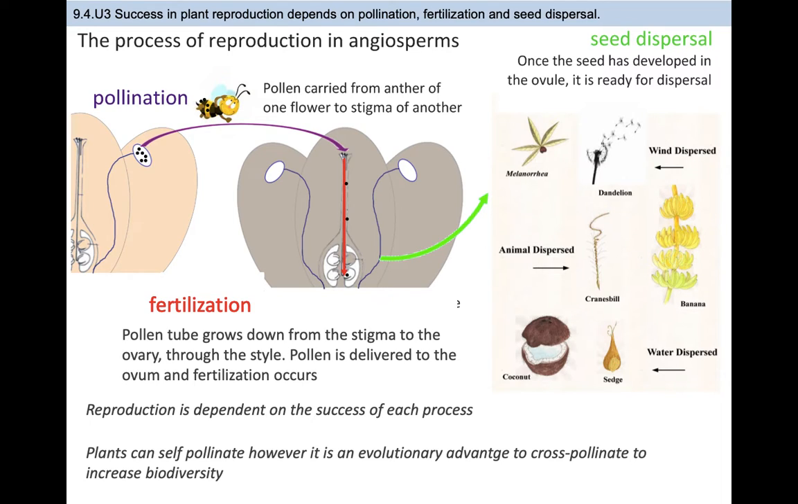So sometimes some seeds actually need to be eaten by animals because their digestive systems will help break through the seed coat to allow it to grow. And sometimes even just water dispersal can help move some seeds around.